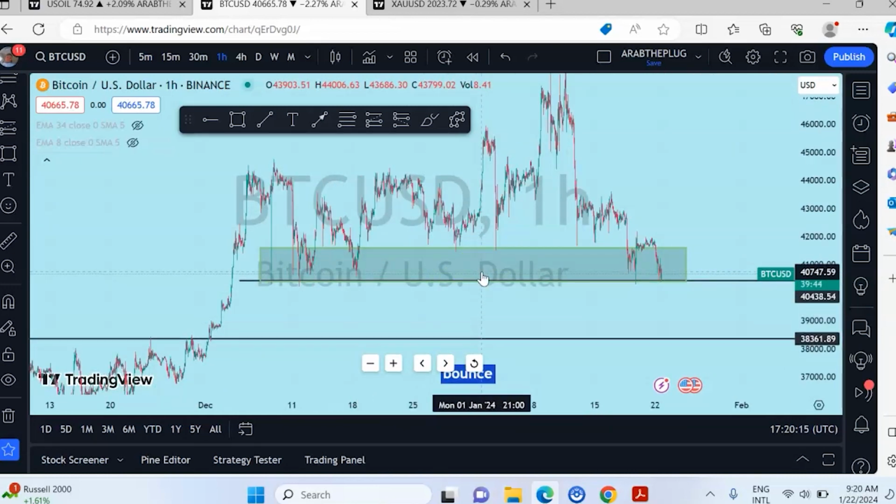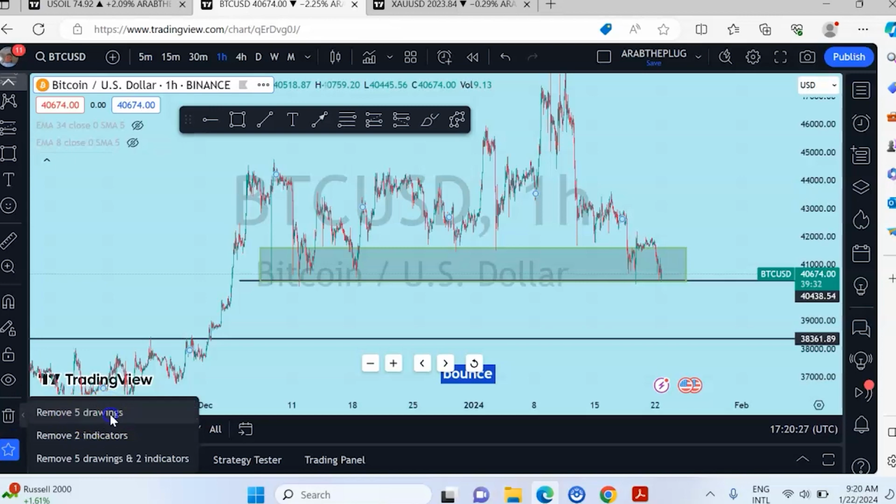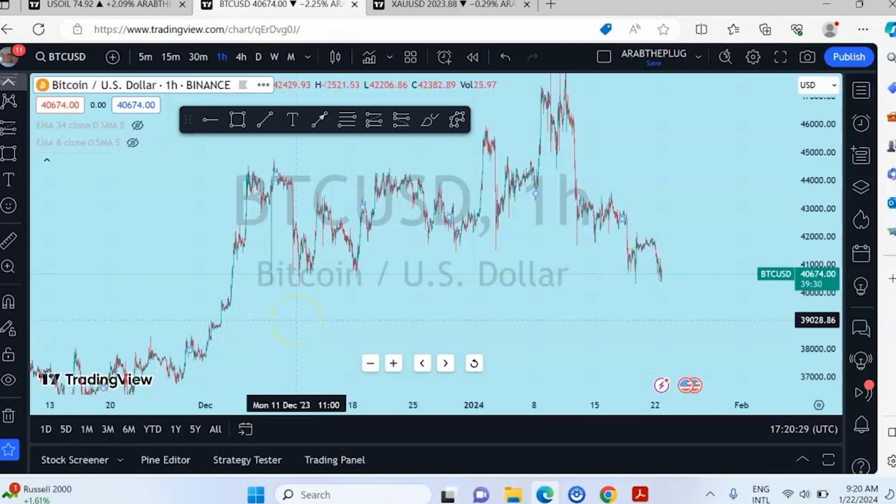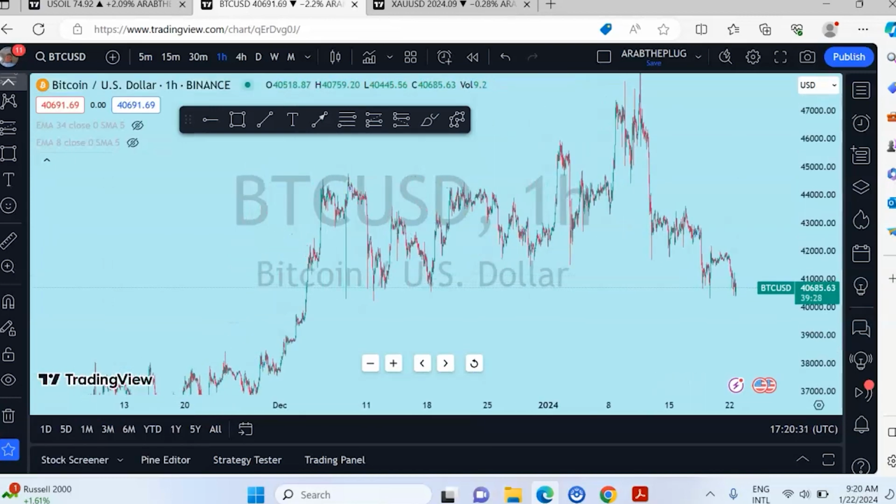So now let's go to one important thing. How do you draw support and resistance? How do you identify support and resistance? Then how do you draw them? Let me get rid of the drawings on my chart first, so that I'll be able to show you properly how to draw them or how to identify them.